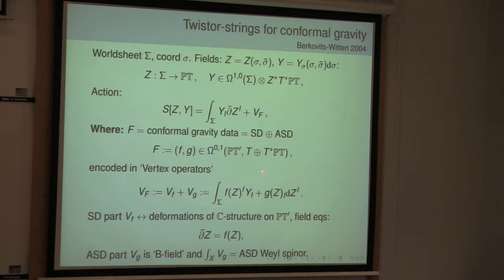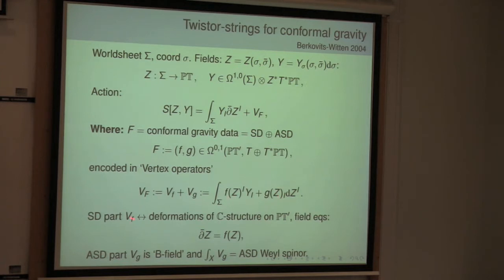Okay, so in this action, in a string action, then you add on what are sometimes called vertex operators, and this is really just what you get by deforming the background. So this V will have a part, little f, which corresponds to deforming the almost complex structure, and it'll have a part G, which will be what in string theory parlance is a B field, but it's a new ingredient that you might not have thought of if you were just thinking about deforming complex structures on manifolds. But it's something that you can always add on to a string theory. It's essentially just a two-form pullback from twistor space to the Riemann surface.